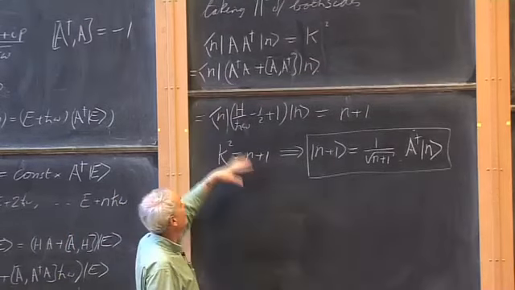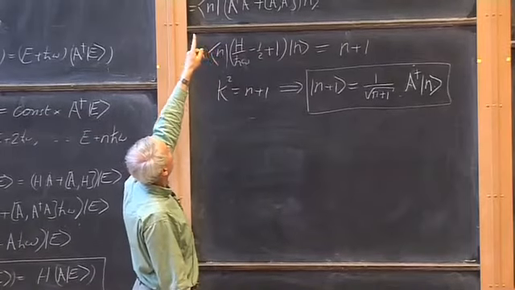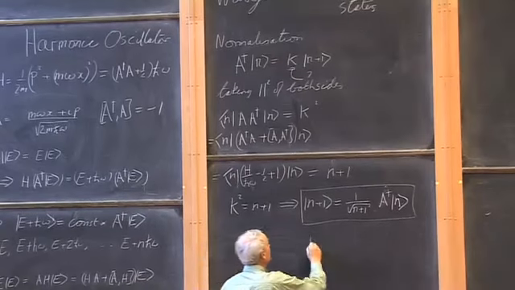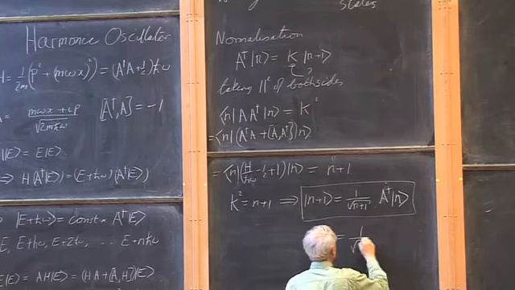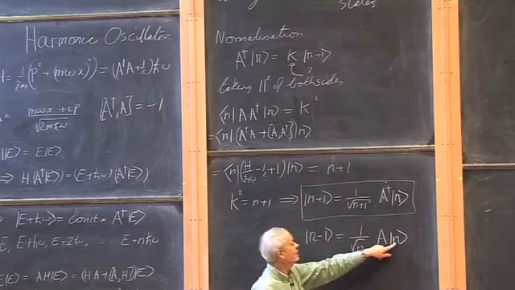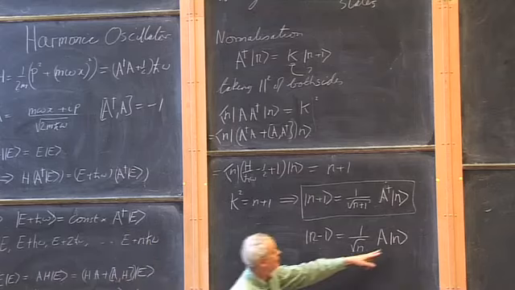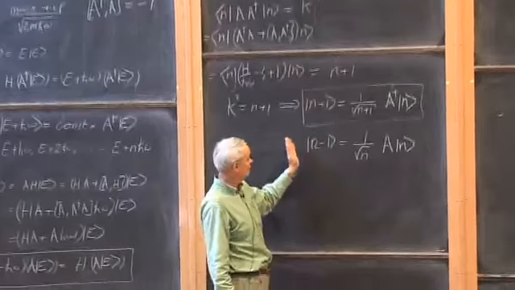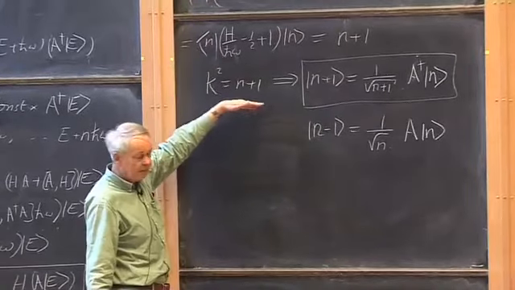If we were to go through this rigmarole again, using the same logic with a operating on n being some other constant times n minus 1, we would find that n minus 1 is equal to 1 over the square root of n of a operating on n. We know that a operating on n produces n minus 1. It depletes the energy by h bar omega and therefore reduces n by 1. The normalization constant turns out to be 1 over the square root of n. I would recommend you check that after the lecture. It's a precise repeat of this logic here.